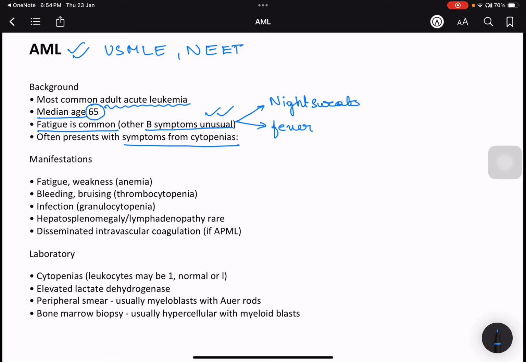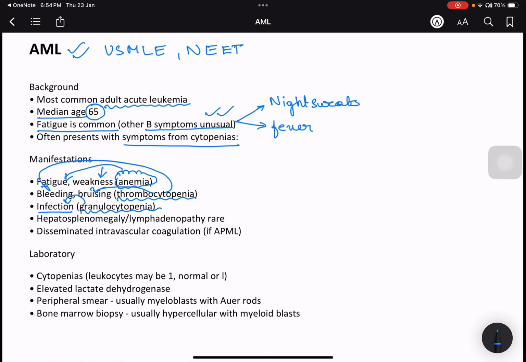What might they be? Firstly, due to anemia, in which the amount of RBCs is less, so cytopenia of RBCs, it will present with fatigue and weakness. Next, due to thrombocytopenia, that is the deficiency of platelets in our blood, it will present with bleeding and bruising. And next, due to the deficiency of granulocytes, the patient will present with repeated infections and will generally show a history of repeated hospitalizations.